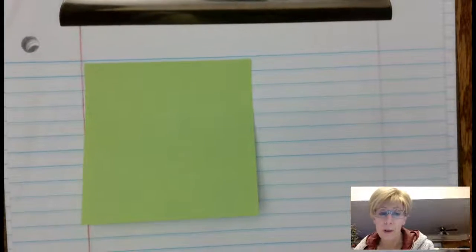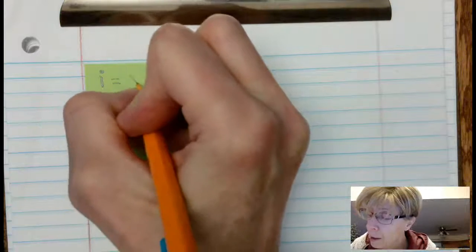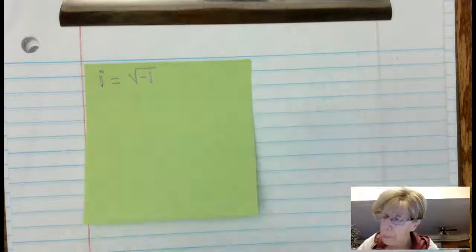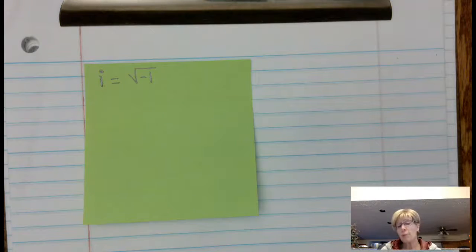So in many of these videos for section 5.2, I want to again stress the fact that the square root of -1 equals i. And if you notice, I'm writing on a post-it note because this is something that you might want to have off to the side of your computer as you're working. It's not something that you necessarily need to memorize, but i equals the square root of -1.